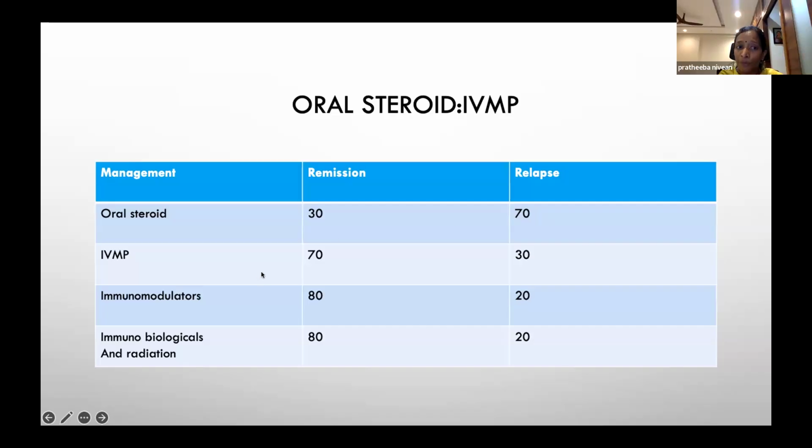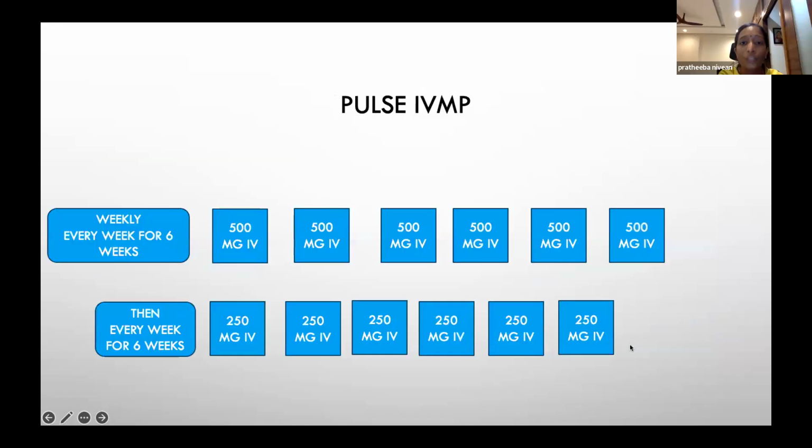With intravenous methylprednisolone, the remission is 70% and relapse is 30%. But with immunomodulators, it is 80% remission, and the relapse happens only for 20%. And immunobiologicals, again, it is the same. So from this, what we understand is oral steroid, though it can reduce the symptoms, it can again relapse in a very severe or vigorous way. So IVMP and immunomodulators are preferred modalities of treatment of thyroid eye disease.